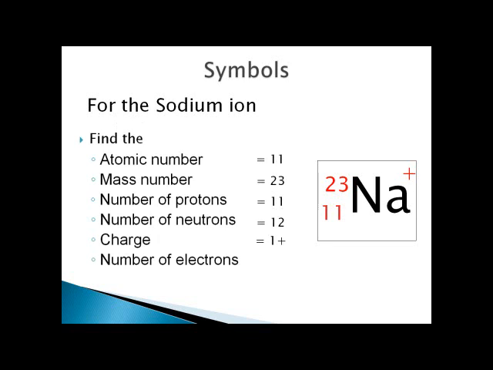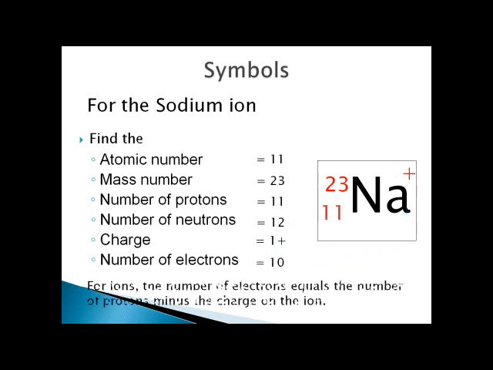Well, how many electrons does it have? Because it's charged, the number of protons and the number of electrons are not equal. So to calculate the number of electrons, you take the number of protons, or the atomic number, and subtract from it the charge. And we will get here 10. So again, for ions, the number of electrons equals the number of protons minus the charge.